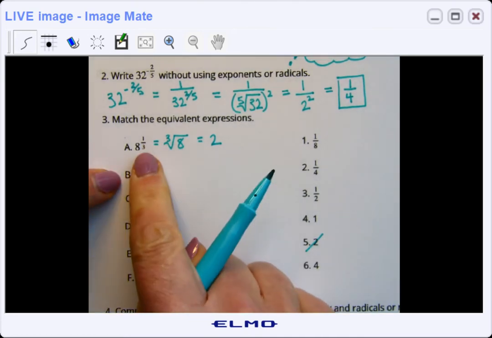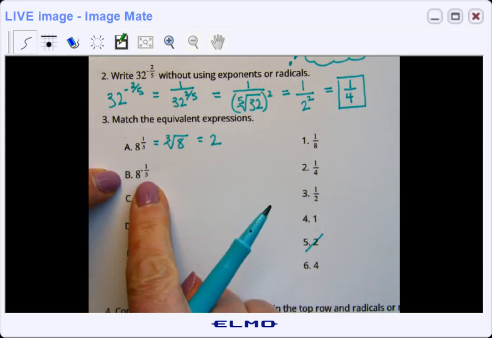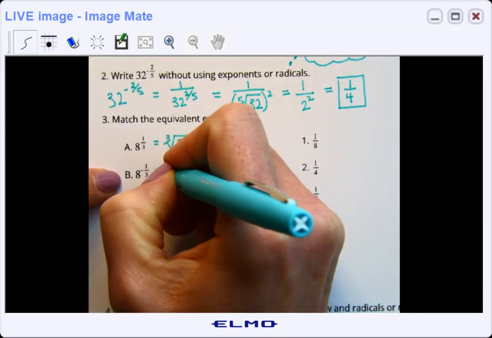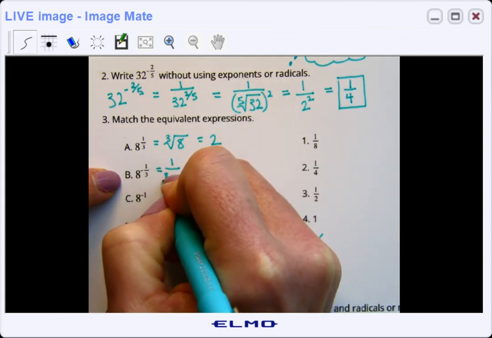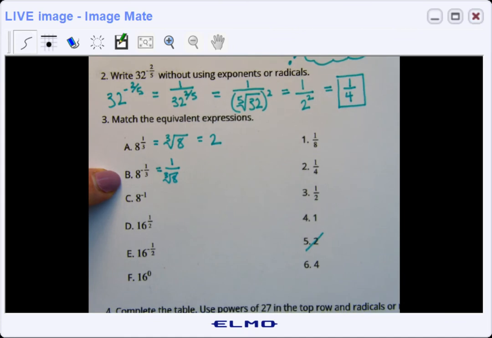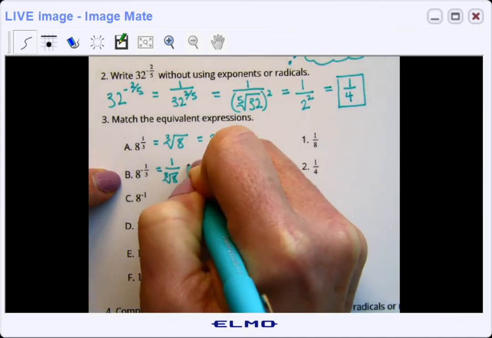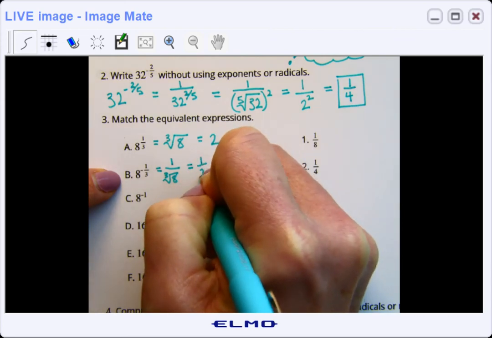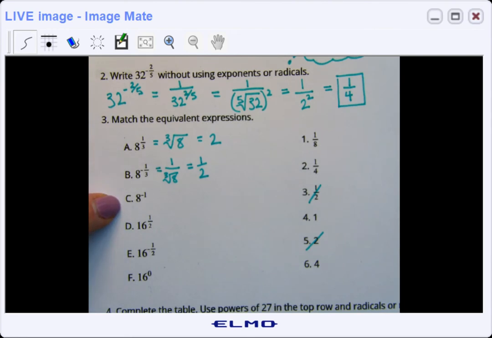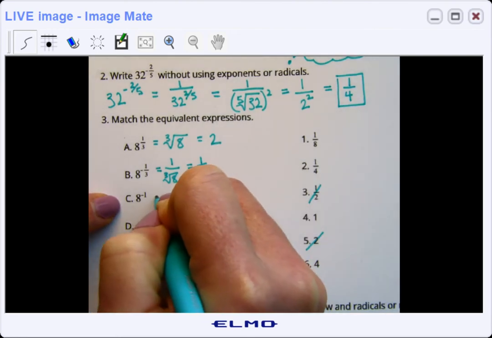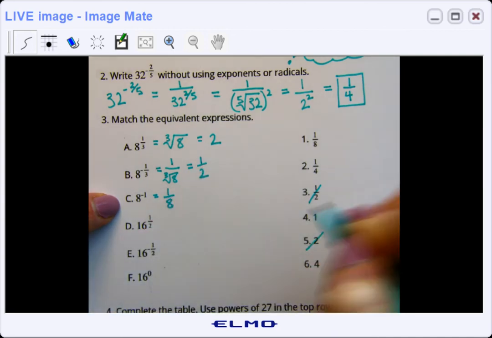Now I just did 8 to the positive 1/3. So to the negative 1/3 is the same thing, only it's the same root, only in a fraction, right? So that's equal to 1 over the cubed root of 8. And since the cubed root of 8 is 2, this is equal to 1/2. So B is 1/2. And then C, 8 to the negative 1. So that's going to be just a fraction, 1/8.